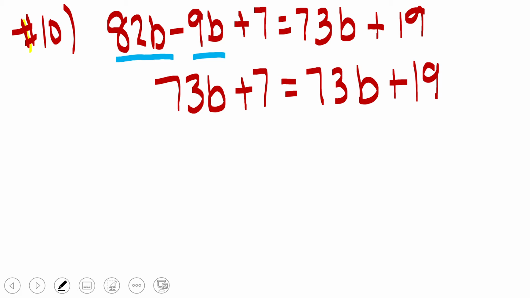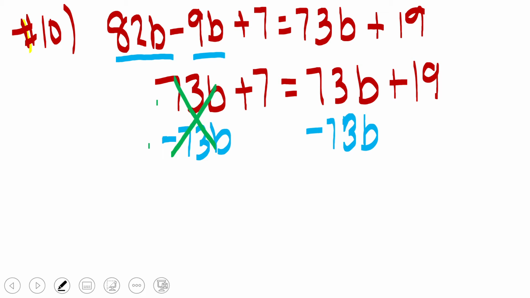So we're going to choose the 73b to get all of the b terms on one side of the equal sign. Subtract 73b from both sides and simplify. Well, 73b minus 73b is 0. We would have 0 plus 7 equals 73b minus 73b is 0, and that leaves 19.